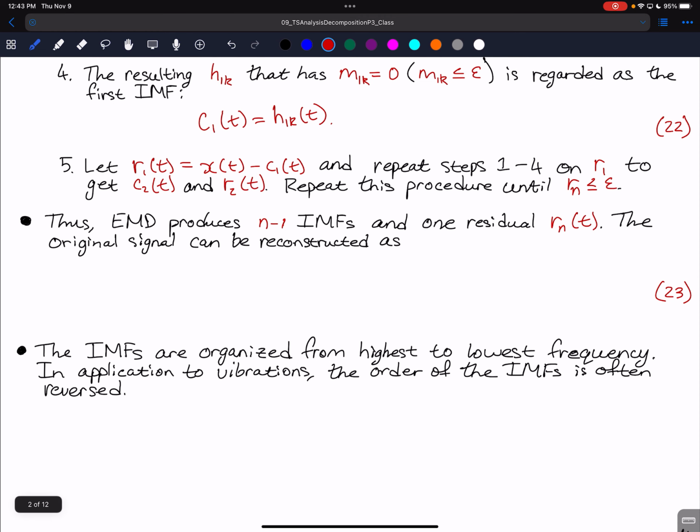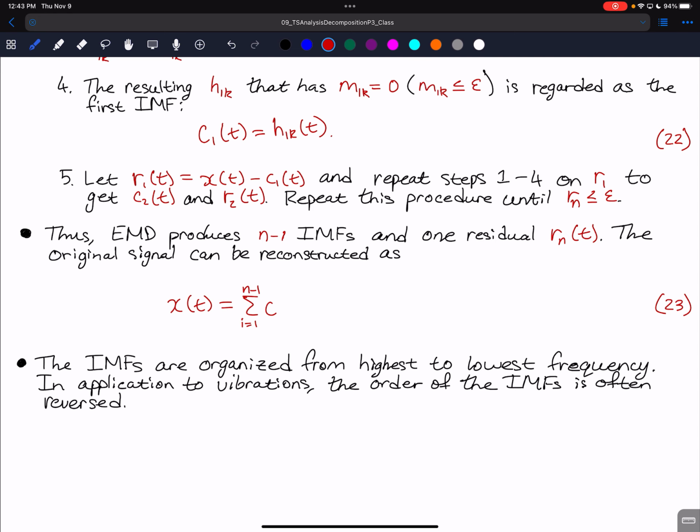And by doing this, we can then reconstruct our original signal x of t as being equal to the summation from i equals 1 to n minus 1 of our IMF ci of t, and then plus that residual Rn of t.